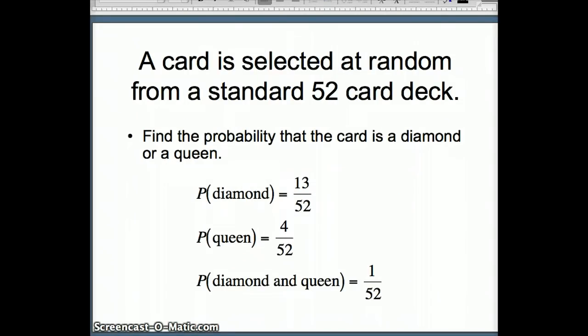But let's take a look at a situation that's not mutually exclusive. So again, we're selecting a card at random from a standard 52 card deck, and we want the probability the card is a diamond or a queen. 13 diamonds out of 52 cards, 4 queens out of 52 cards. But there is one that is in both sets, namely the queen of diamonds. The queen of diamonds is both a queen and a diamond.